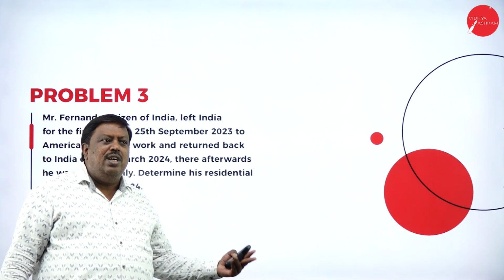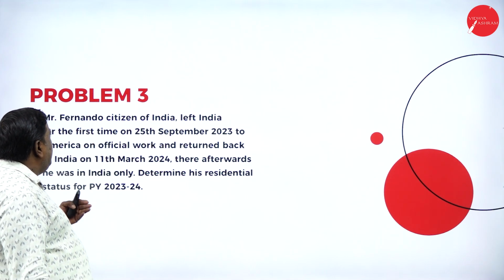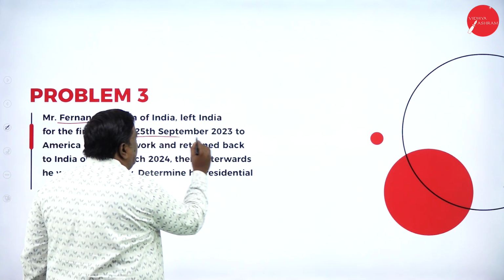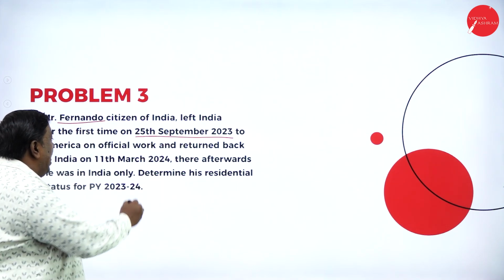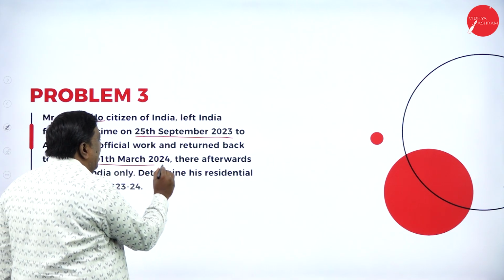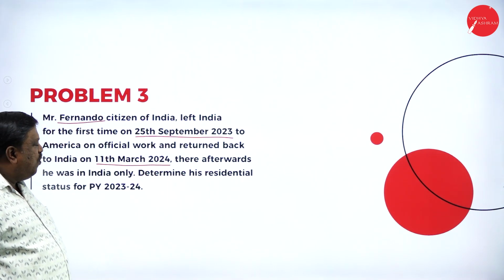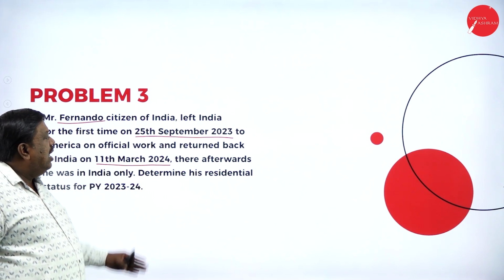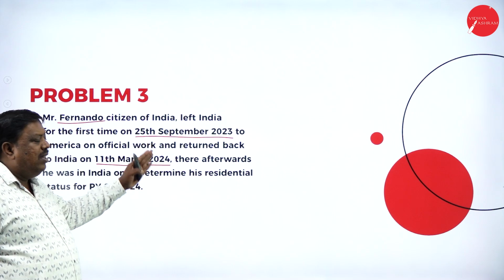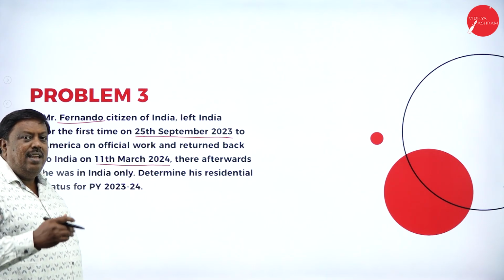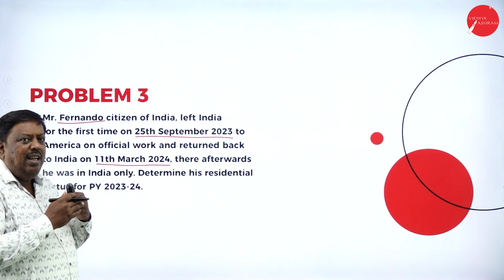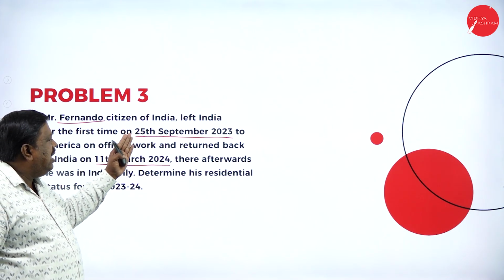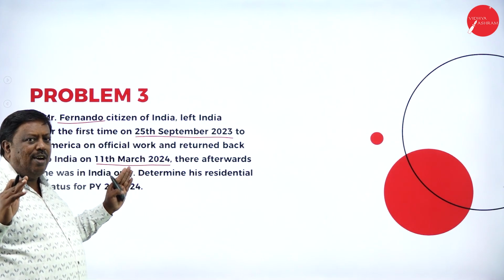Previous session, we have solved 2. Now we are solving the third problem here. I am Mr. Fernando, where I left India for the first time on 25th September 2023 and I've returned back to India on 11th March 2024. Thereafterwards, I was in India only. So till 24th September, I was in India only from my birth. I've never left India and never went outside India. This is the first time I'm moving outside India, on 25th September 2023.